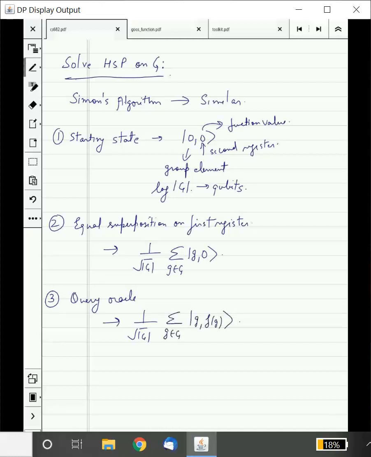This is a highly entangled state. Notice that the second register's value depends on the first register's value. And this is something which we have done umpteen number of times, specifically even in Simon's algorithm. Once we have this, we can measure the second register, and this will give us the coset states.